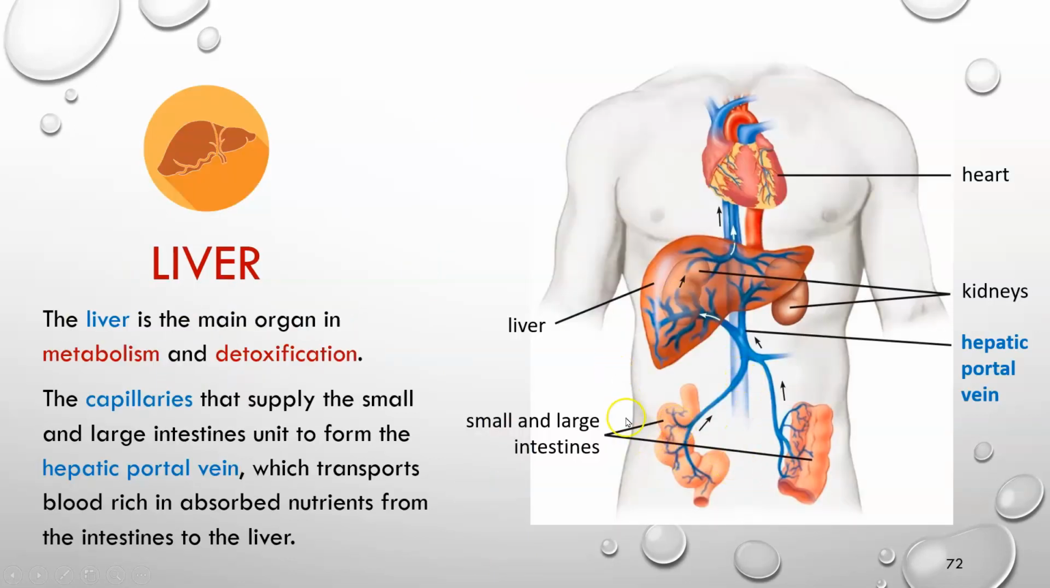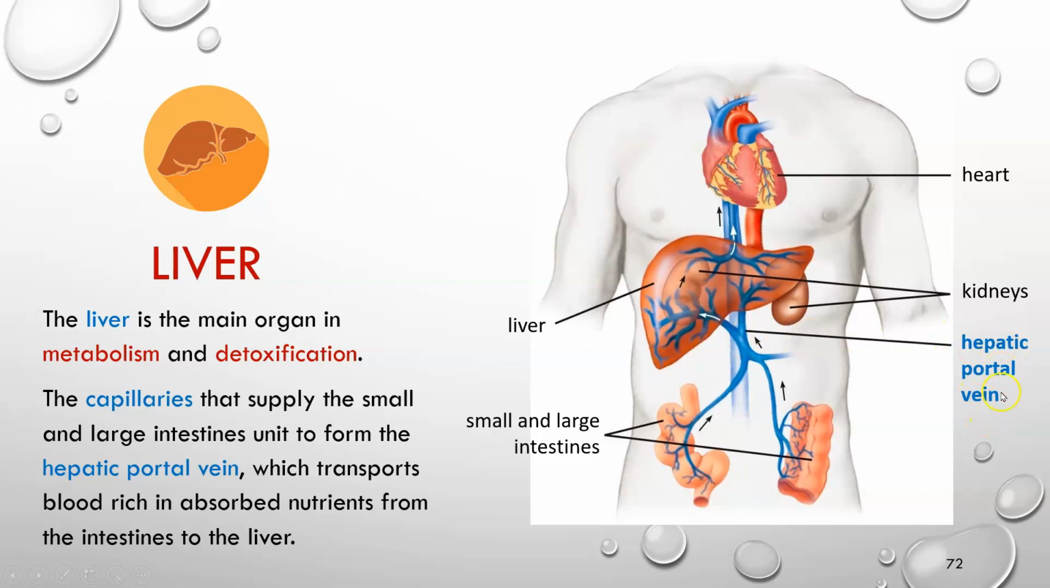Okay, so let's say you ate your food, right? And your food has been digested in the mouth, in the stomach, and in the small intestine. Then the nutrients were absorbed in the small intestine. So all these nutrients are absorbed. So where do they go? You can see here, these are the capillaries. Okay, and all these capillaries combine and they form into a vein. So this vein then combines with all the other veins to form a hepatic portal vein.